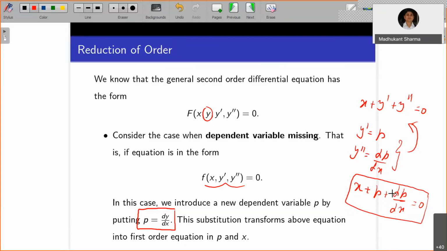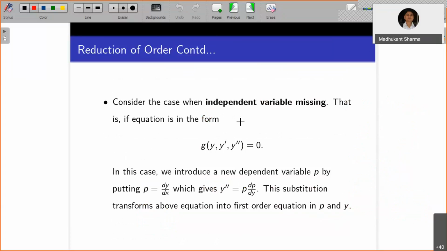Now in another case, let's say the independent variable is missing. For example, you can take y plus y dash plus y double dash equals 0. So x is not appearing explicitly. Implicitly, you know, y is a function of x, so it depends on x, but explicitly it is not appearing in the differential equation of second order.